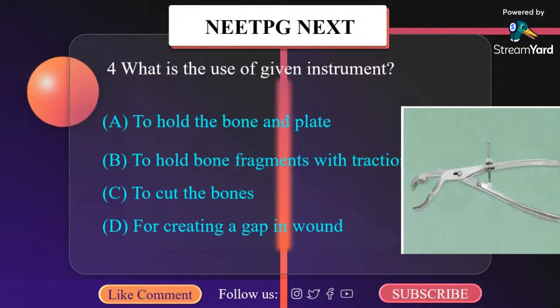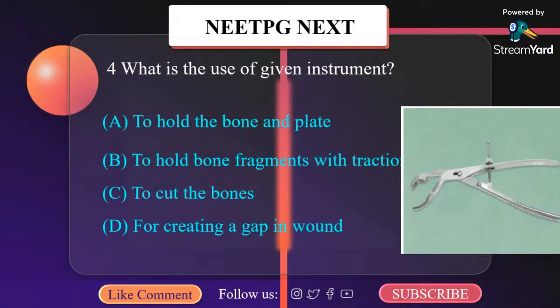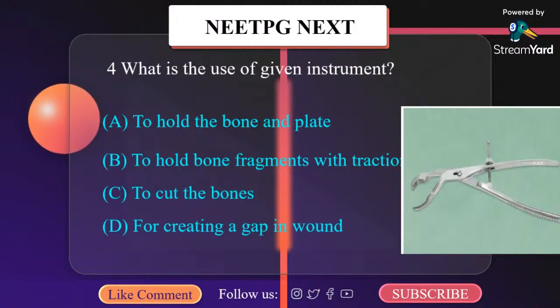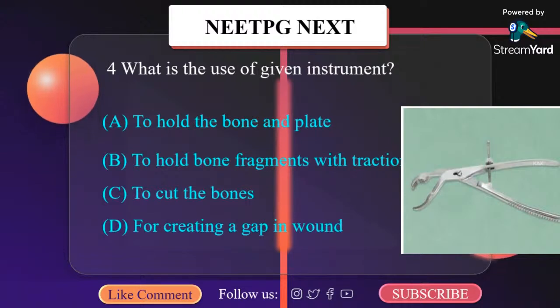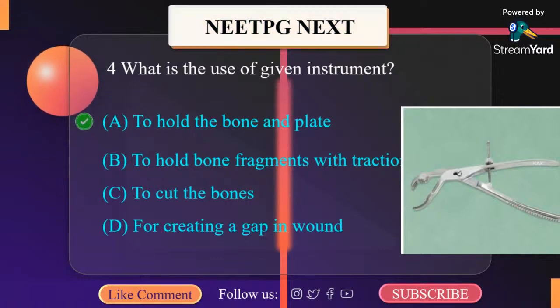What is the use of the given instrument? Well, it is a plate holding forceps. It is used for open reduction internal fixation. It is used to hold the plate in alignment while drilling and screw placement takes place. So what is the use of the given instrument? To hold the bone and plate. So the correct answer here is A.